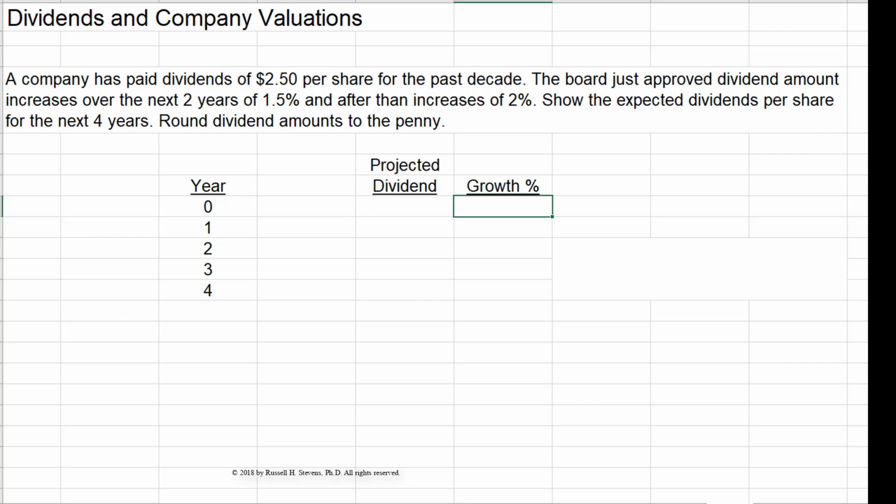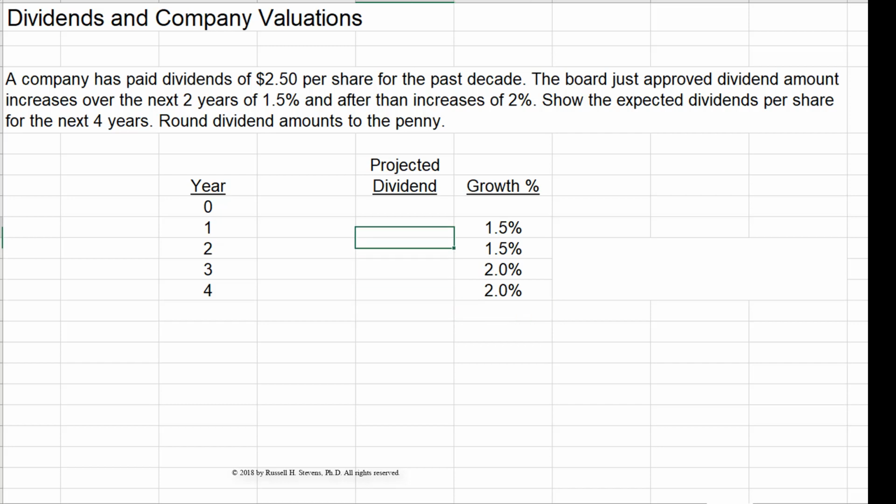To fill in the schedule, highlight the workbook cell under Growth Percentage, press the down arrow once, and type in 1.5%. Press the down arrow and type in 1.5%. Press the down arrow and type in 2%. Press the down arrow and type in 2%. Remember that the board has approved an increased percentage after the next 2 years.